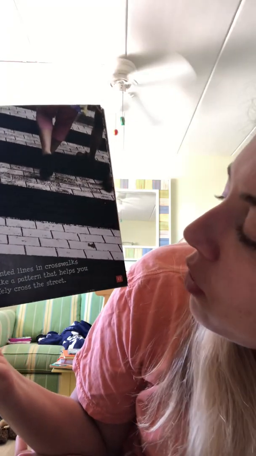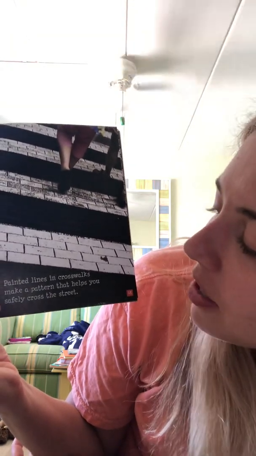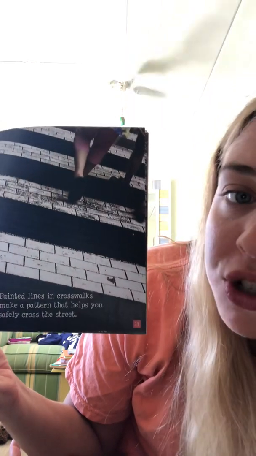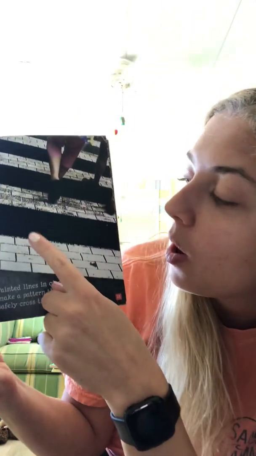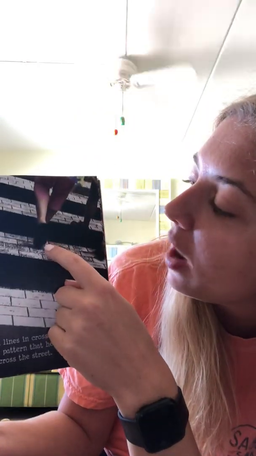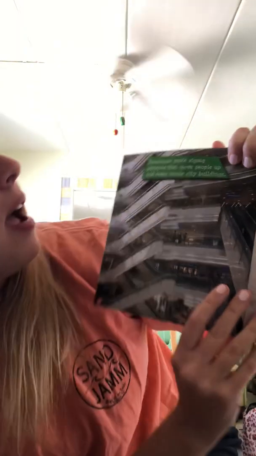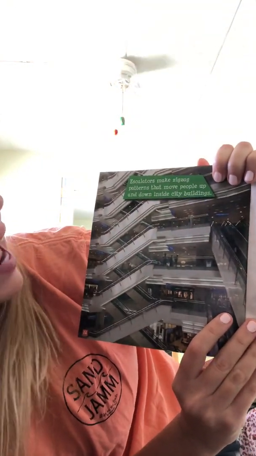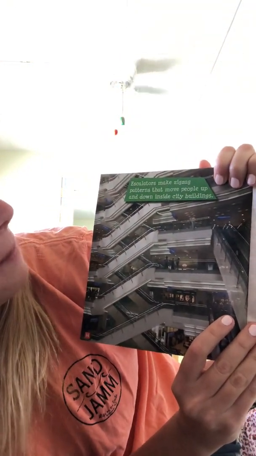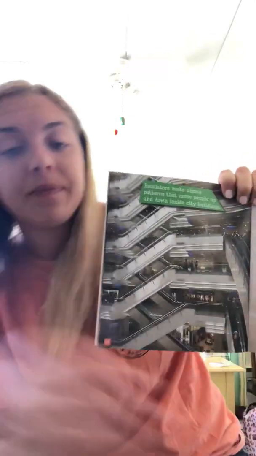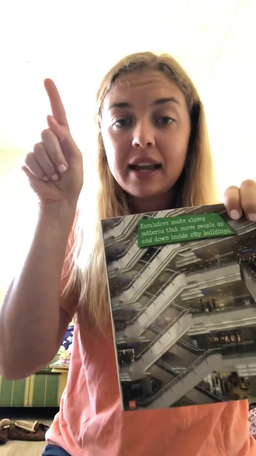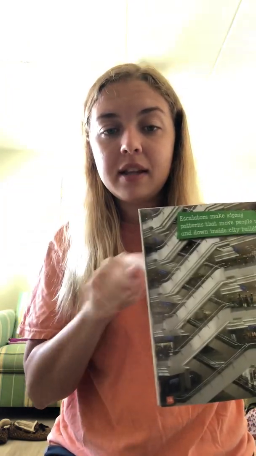Painted lines in the crosswalks make a pattern that helps you safely cross the street. Black, white, black, white, black, white. Escalators make a zigzag pattern that move people up and down the city buildings. Remember, zigzag goes this way, then this way, this way, then this way, this way, then this way.